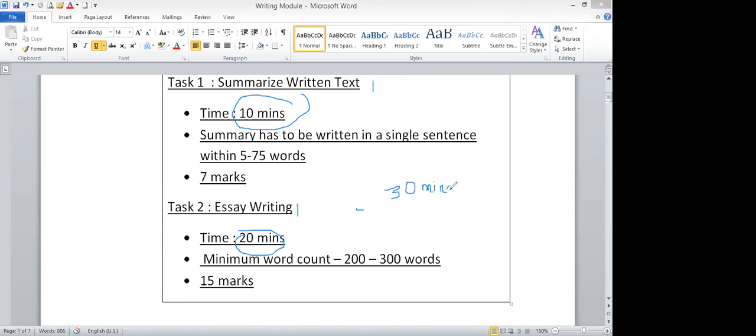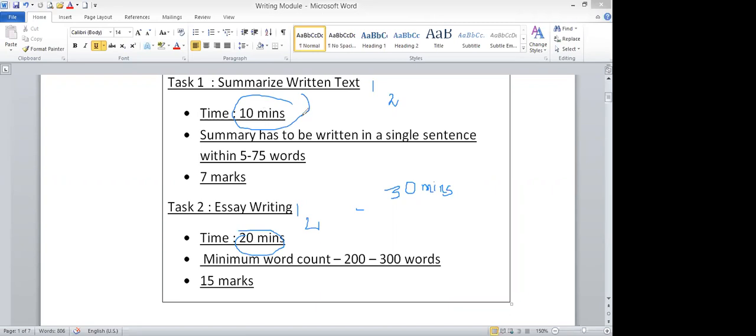But suppose you get 2 essays and 2 summaries, there can be a possibility, as there are 2 to 4 questions altogether. So there can be 2 essays and 2 summaries. So 2 essays means you're spending 40 minutes here, and summarization again 20 minutes, because 2 summaries are there, 10 each. So overall 1 hour in writing goes.